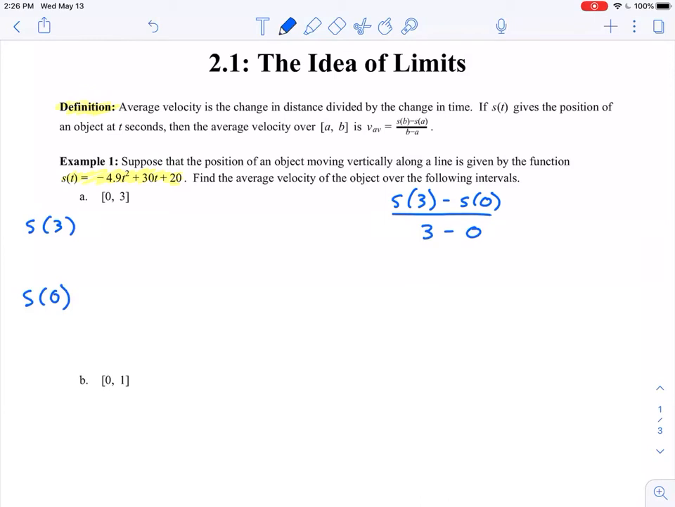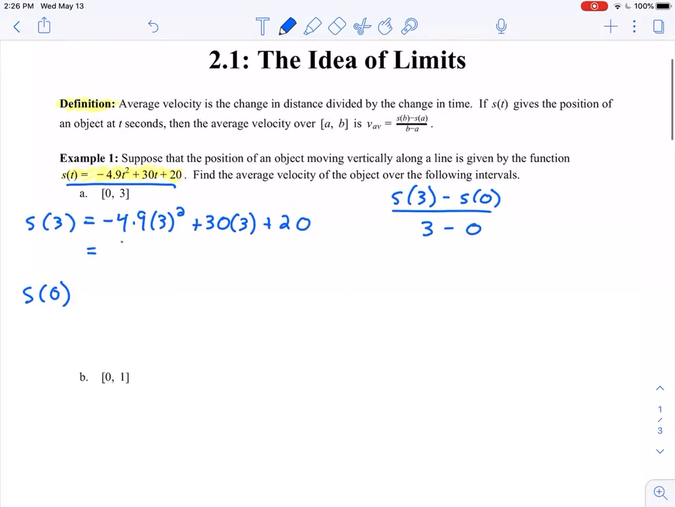For these two, we're just going to plug them into our position function for t. So for s of 3, we plug 3 in for t: negative 4.9 times 3 squared plus 30 times 3 plus 20. We can crunch those numbers, and we should end up with 65.9. Then we'll do the same thing with 0: negative 4.9 times 0 squared plus 30 times 0 plus 20. This one's a lot nicer to work with. We'll just end up with 20.